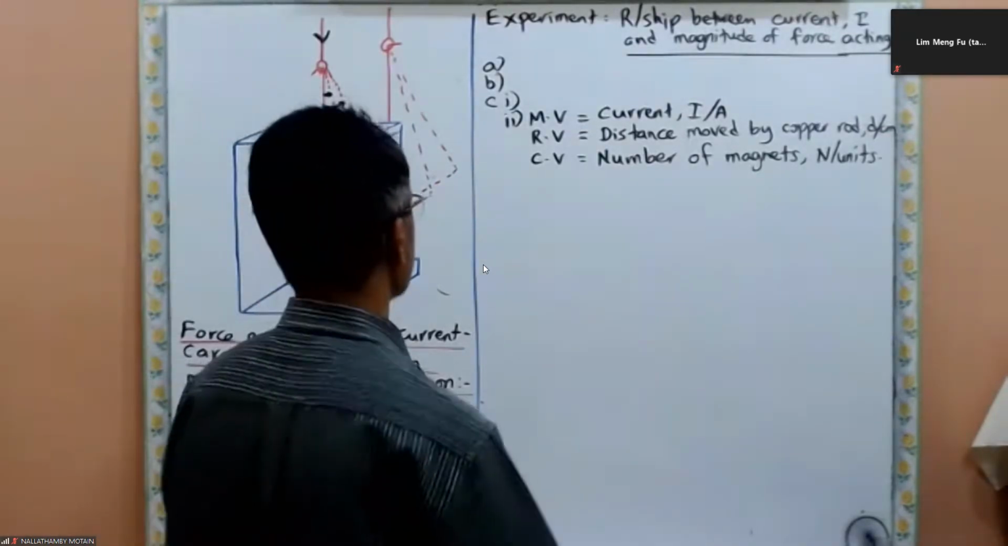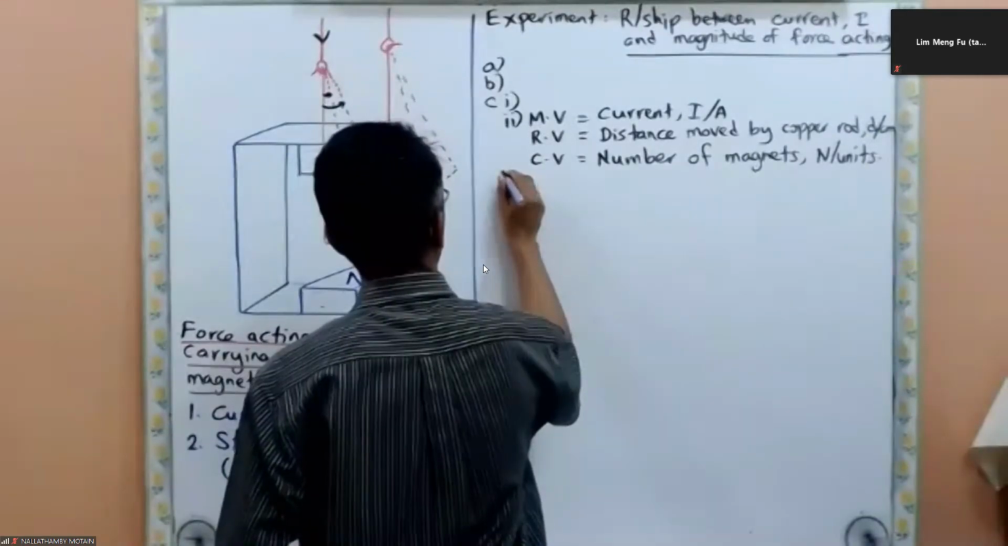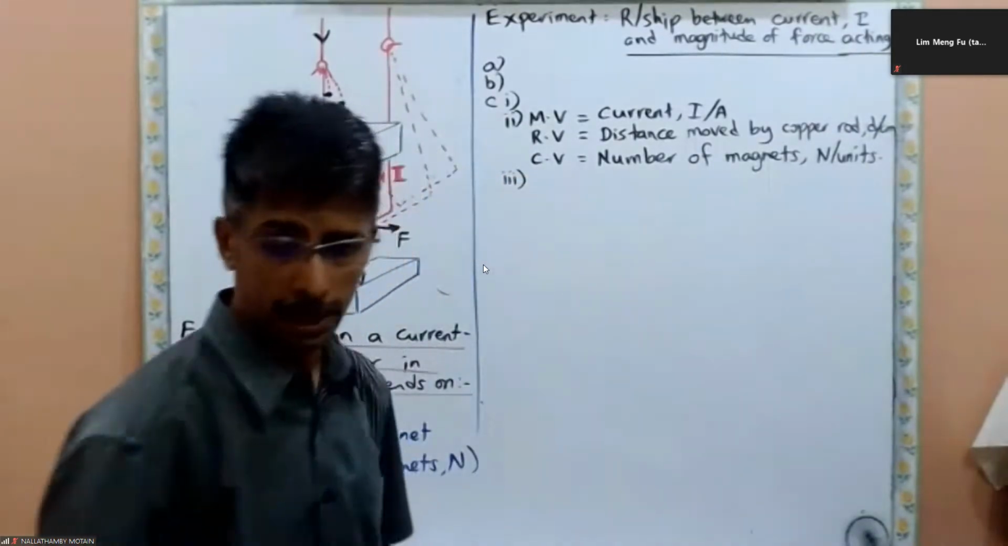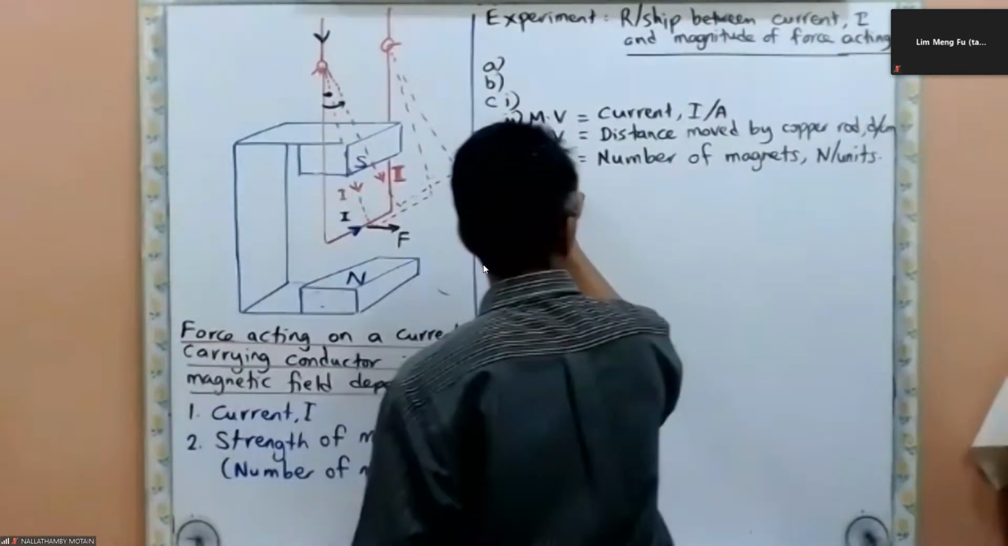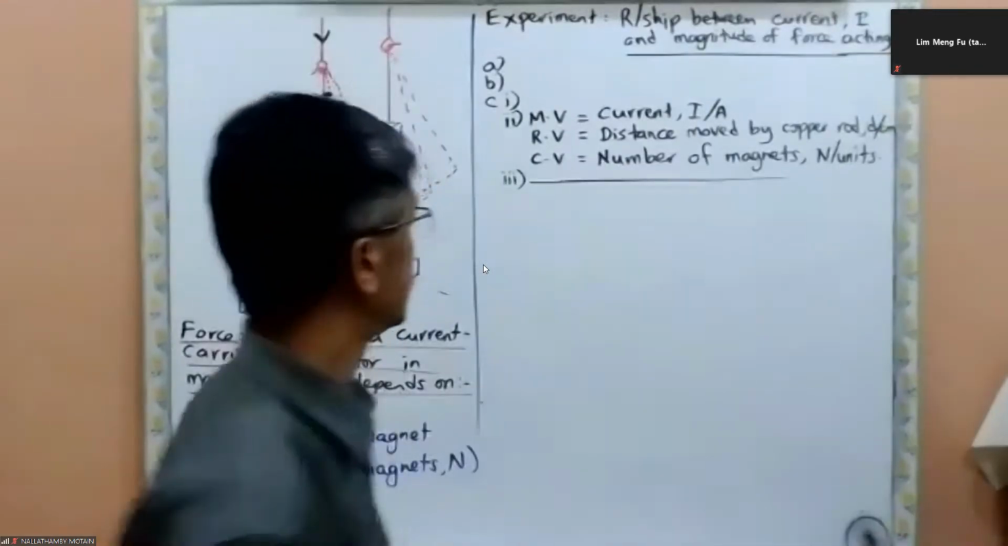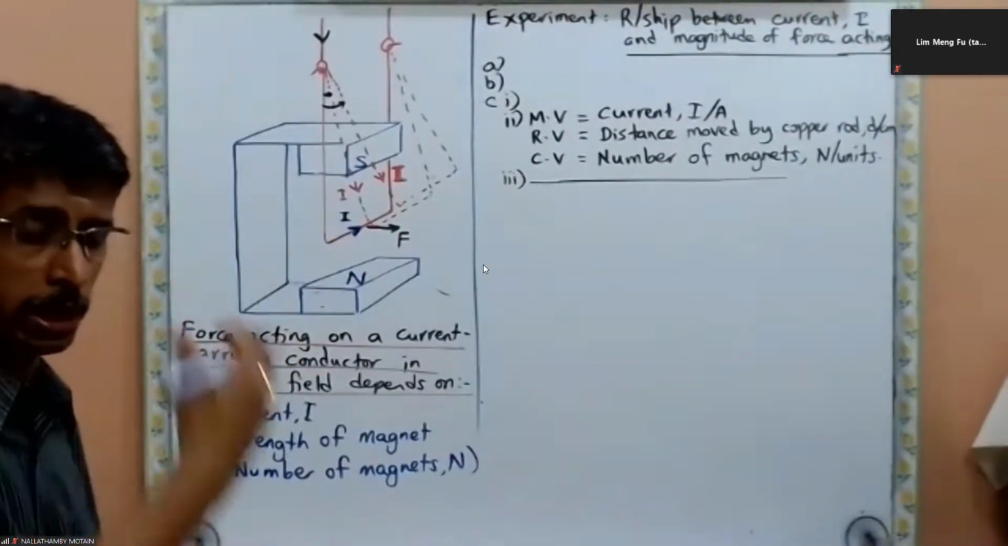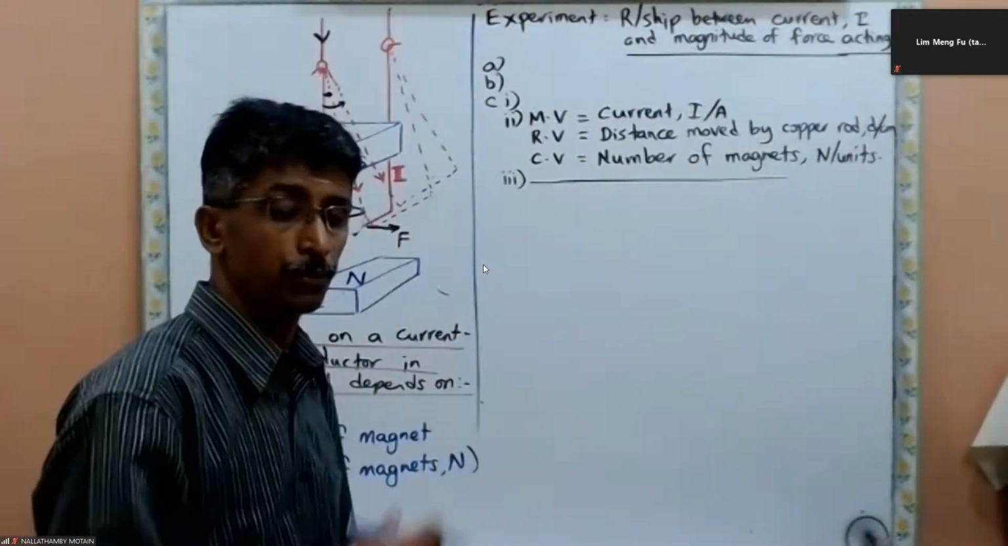So the next one is the materials and apparatus. List the materials and apparatus. Leave a small space first, two lines. Later you can rewrite again from the diagram.